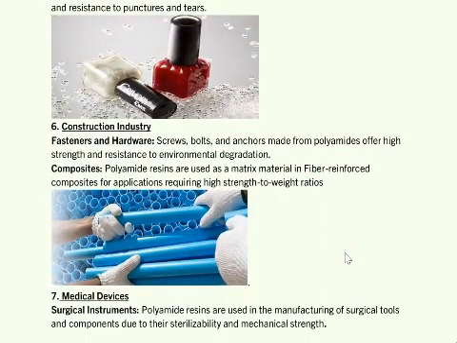Also, it serves in the construction industry. Fasteners and hardware: screws, bolts, and anchors made from polyamides offer high tensile strength and resistance to environmental degradation. Composites: polyamide resins are used as a matrix material in fiber-reinforced composites for applications requiring high strength-to-weight ratios. High strength-to-weight ratio means a material with high strength containing low weight.